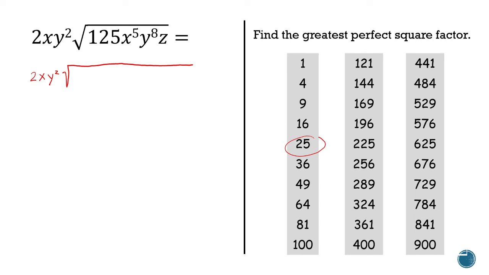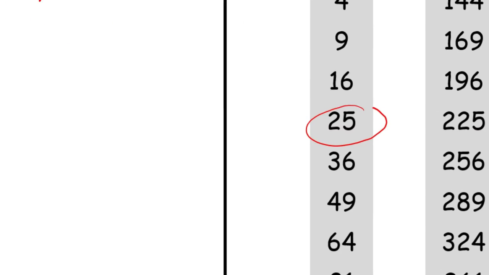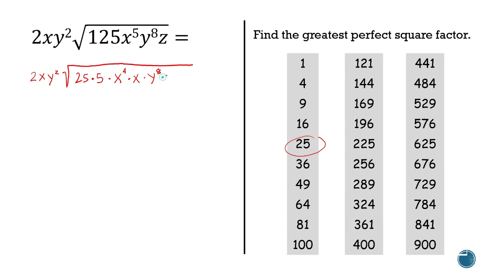So 25 times what equals 125? It's 25 times 5. Again, that x raised to 5 is not even. So what I'm going to do is I'm going to express that as x raised to 4 times x. Also, with y, it's already an even number, so I'm going to keep that. And then the z, the exponent of that is 1, so I'm just going to put the z there.